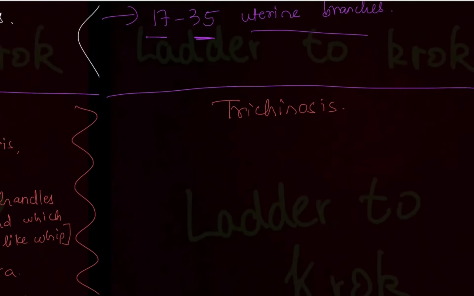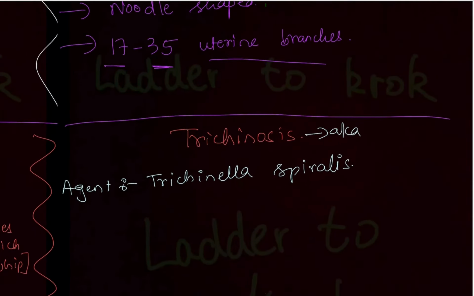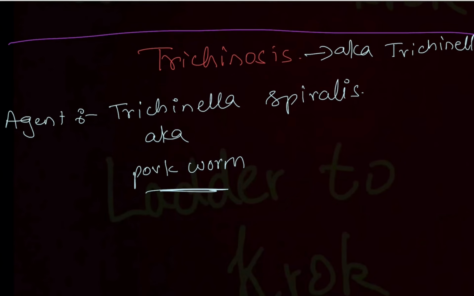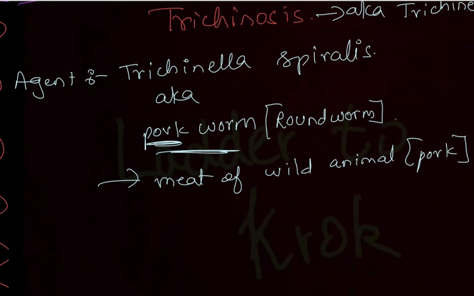Let's do trichinosis. The causative agent for trichinosis is Trichinella spiralis. Now write down that this disease has another name, that is trichinellosis. Okay. The agent is Trichinella spiralis, which is also known as pork worm. Pork tapeworm is Taenia solium, but pork worm is Trichinella spiralis. Okay. This pork worm is a round worm, and it is caused by eating meat of wild animals. Such a statement will be mentioned in the question, that it is caused by eating meat of wild animals, and usually this meat of wild animals means they are talking about pork. Okay. So remember this point.